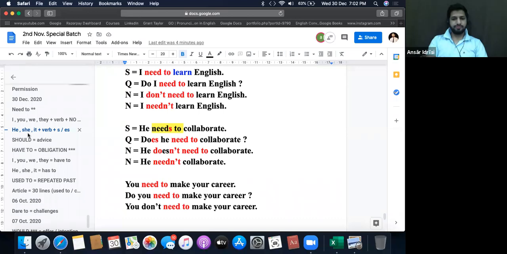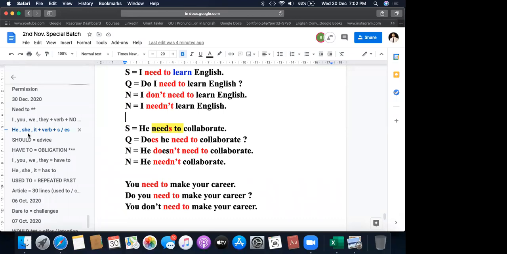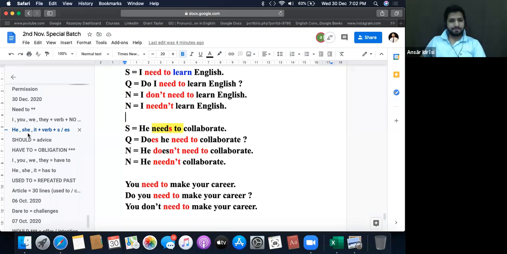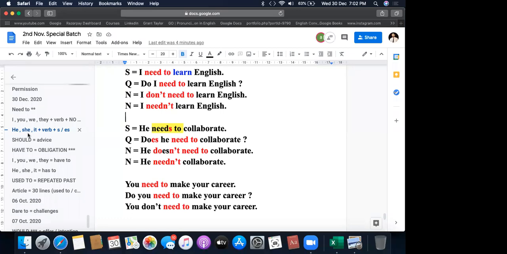Good. We need to obey the orders. Do we need to obey the orders? We don't need to obey the orders. Good. They need to buy a research paper. Do they need to buy a research paper? They don't need to buy a research paper. Good. We need to hire the employee. Do we need to hire the employee? We don't need to hire the employee. Good.